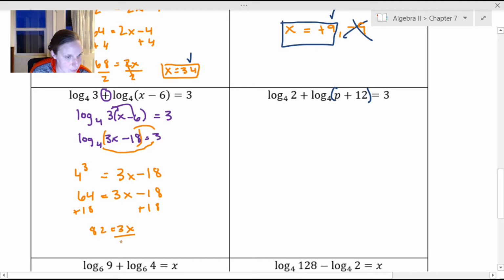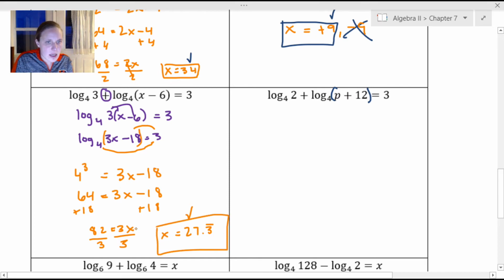And then I didn't plan this out very well, because 82 divided by 3 is a decimal. It is 27.3 repeating. But will it work out if I put it in? 27.3 minus 6 is still 21.3. So yeah, it does work out. There we go. All right.